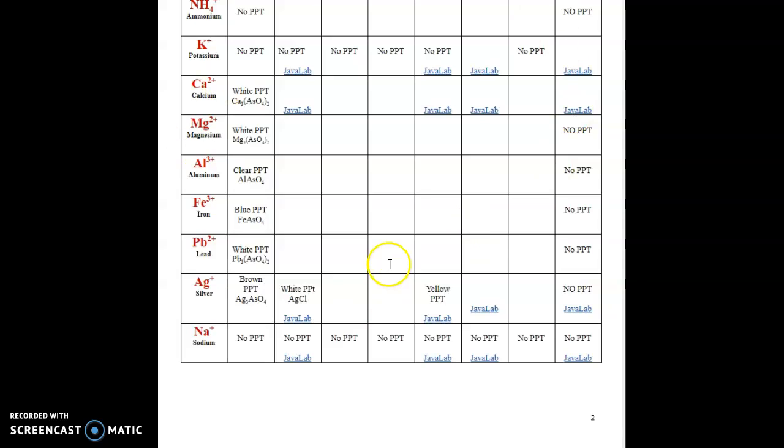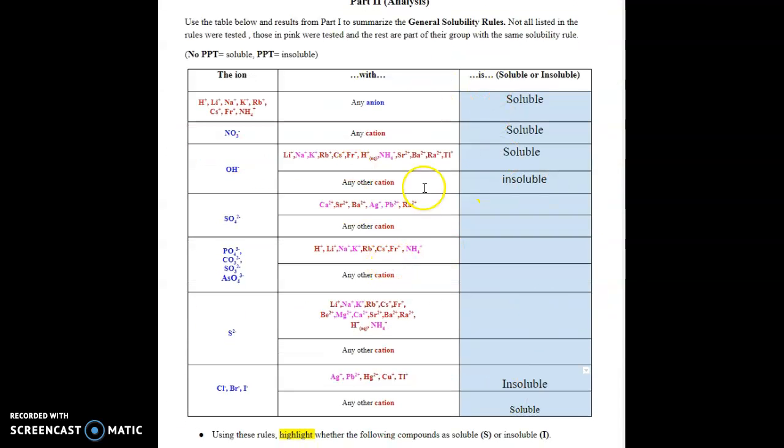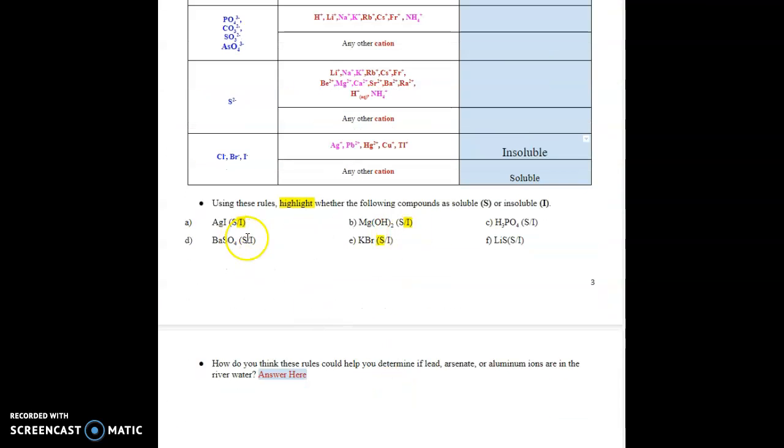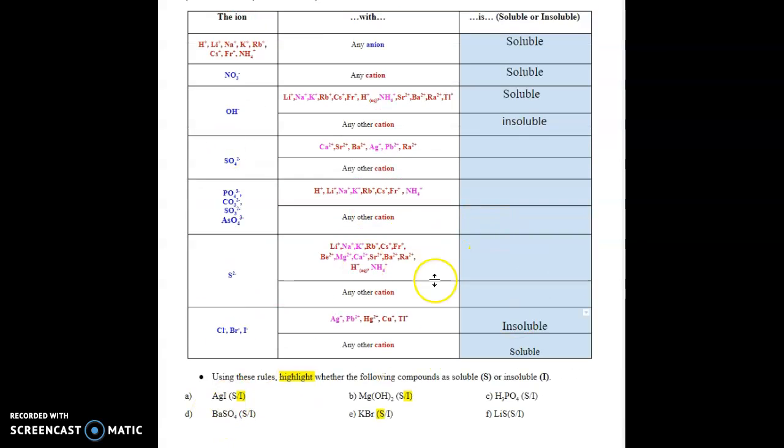First with what we came up with in class, building the table, and then you apply this table to different compounds that you're given. And then finally, you're going to answer, how do you think these rules could help you determine if lead, arsenate, and aluminum ions were in the river water? What could you do? How could these help you with testing? How could you help determine what to test? And that's how you'll fill out the solubility table.